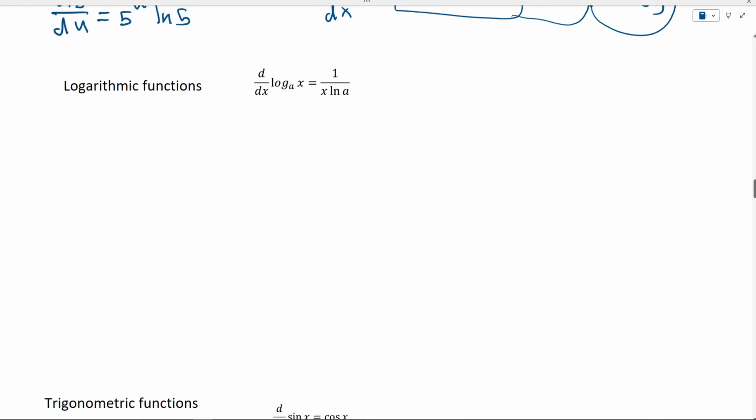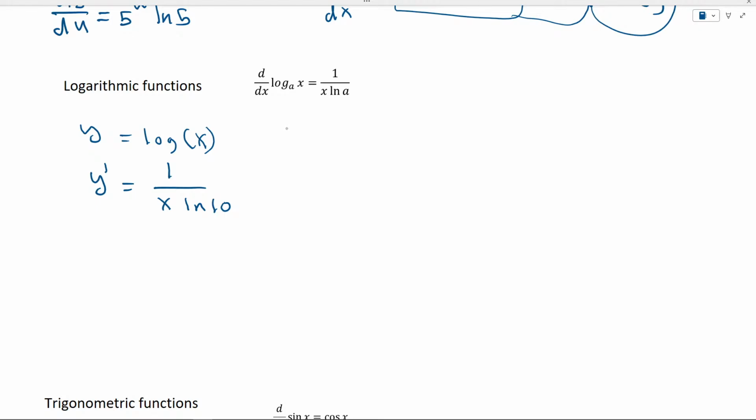Okay, let's look at more examples. So here, this is a logarithmic function. This is a rule, this is the derivative of this guy. And let's do a problem. Let's do y is equal to log x. What is the derivative of this function? We just apply the rule. The rule is 1 over x ln of the base, which is 10. So that is how you apply a rule like this.